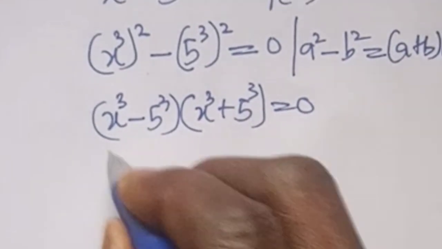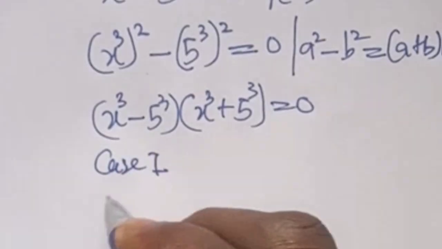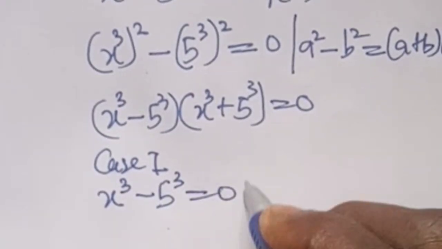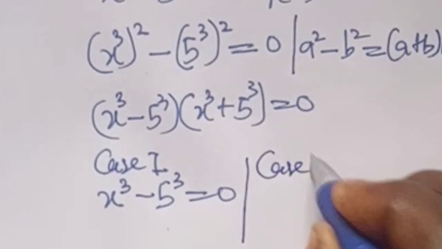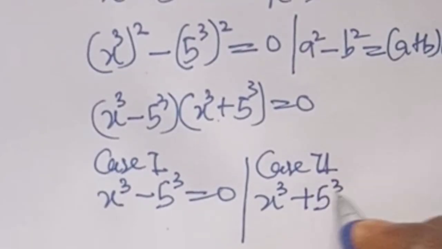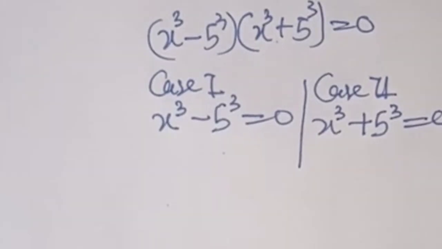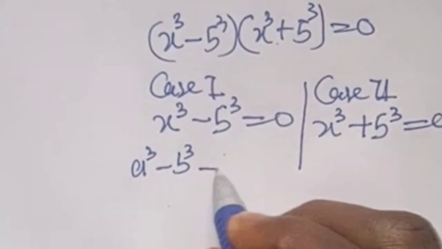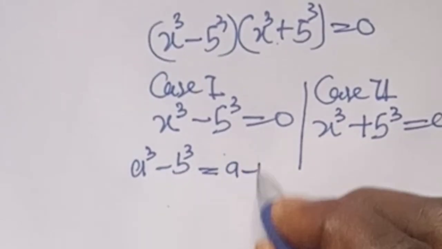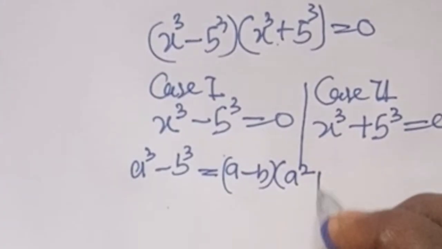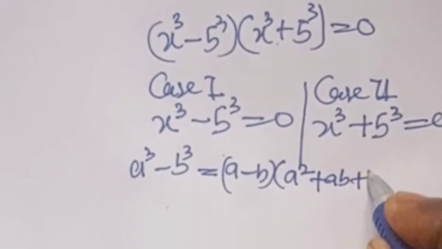So here we have two cases. Case 1 is x to the power of 3 minus 5 to the power of 3 equals 0. Or case 2 is x to the power of 3 plus 5 to the power of 3 equals 0. But case 1 is in the form of a to the power of 3 minus b to the power of 3, which is represented as a minus b times a to the power of 2 plus ab plus b squared.